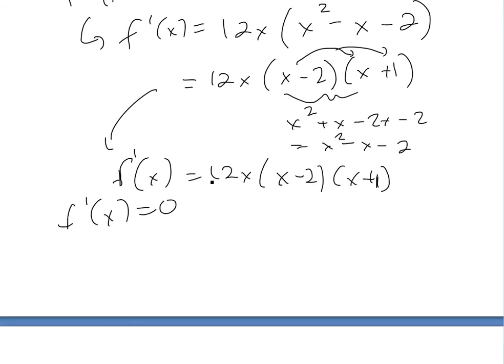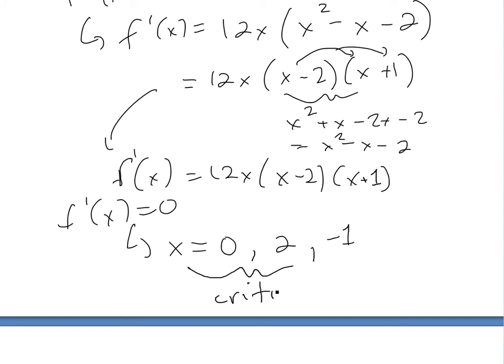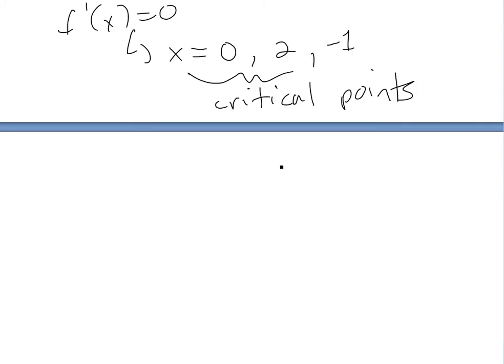As you can see from here, it equals 0 when x is equal to 0. If you put a 0, it becomes 0. Or x is 2, if you put a 2 here, it becomes 0. And the last one is if you put a -1 here, that becomes 0. So we get our critical points, because that's where the derivative is 0. And this function is continuous because it's a polynomial, so we don't need to worry about where the derivative doesn't exist, because it exists everywhere here.